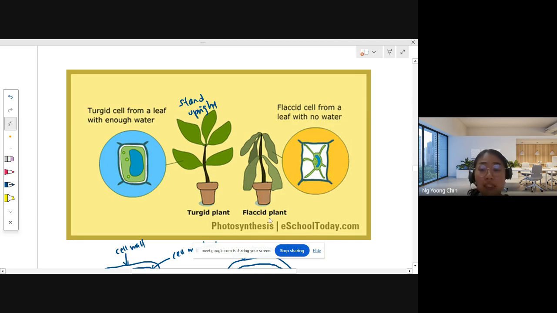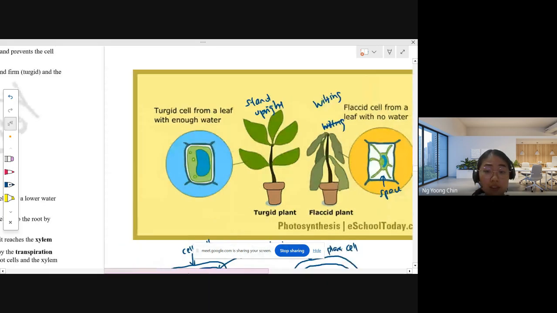Then how about the flaccid plant? Flaccid plants, see, they are losing their water. When they lose the water, you can see the vacuole reduces in size and the cell membrane pulls away from the cell wall. So there's a space. This white color means a space. The space exists between the cell membrane and the cell wall. So the plant will be wilting. This will cause wilting of the plant, because they lose their water.